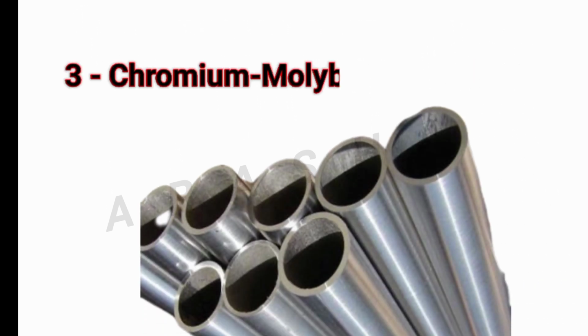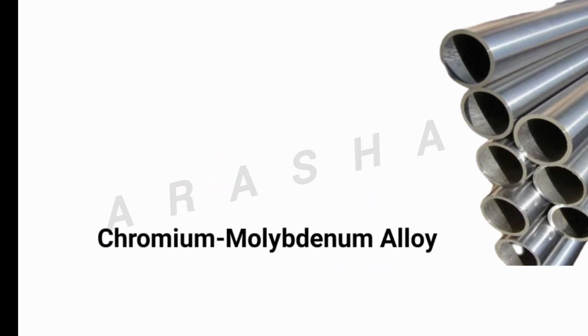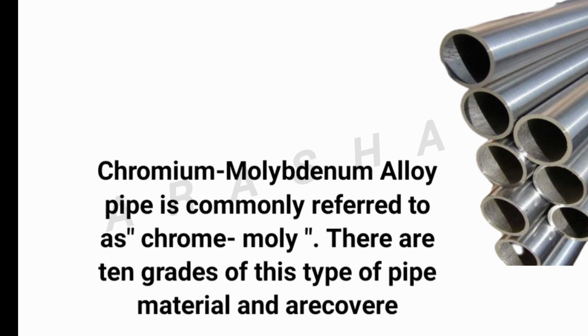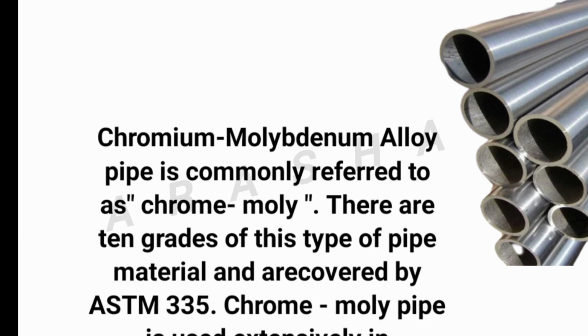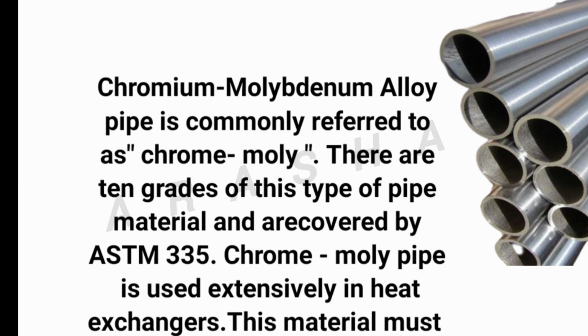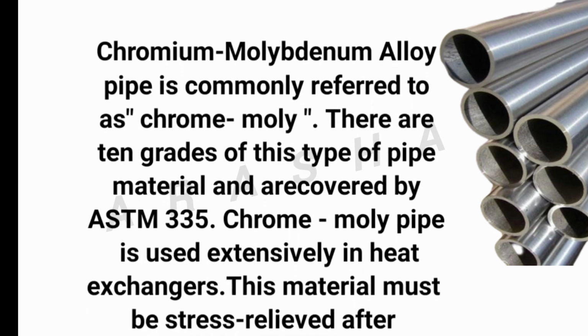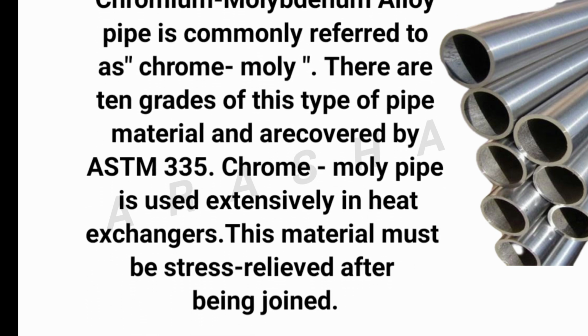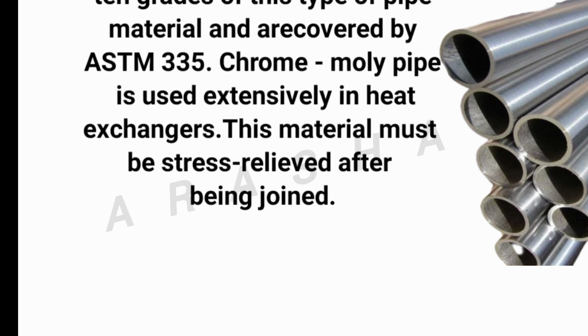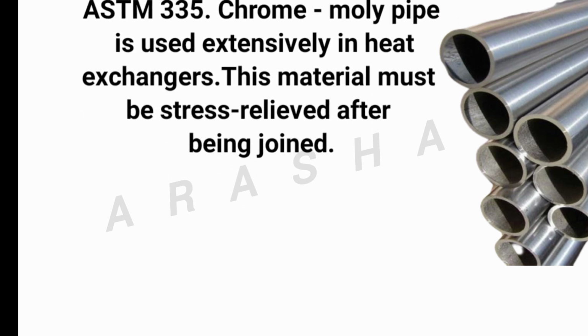Number 3. Chromium molybdenum. Chromium molybdenum alloy pipe is commonly referred to as chrome moly. There are 10 grades of this type of pipe material and they are covered by ASTM 335. Chrome moly pipe is used extensively in heat exchangers. This material must be stress relieved after being joined.